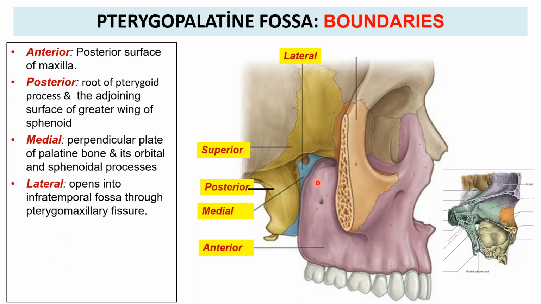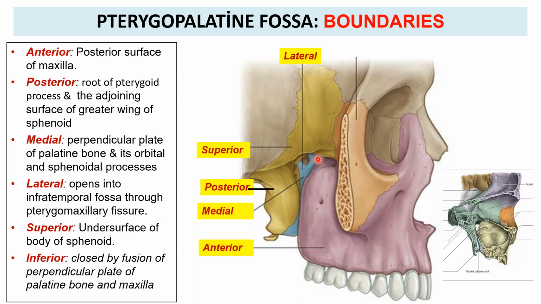Now coming to the superior aspect. What is bounding it superiorly? In this picture, this was the dissected part of the same skeletal framework of the skull. You can see that if it is cut, the pterygoid plates are also cut into deeper portions. So you can see this is the body of sphenoid. The body of sphenoid forms the roof of the pterygopalatine fossa, or the superior wall. So the roof will be formed by the undersurface of the body of sphenoid bone.